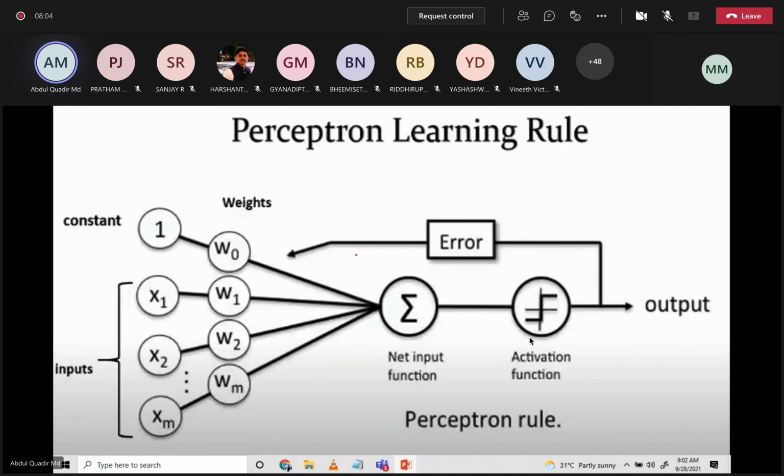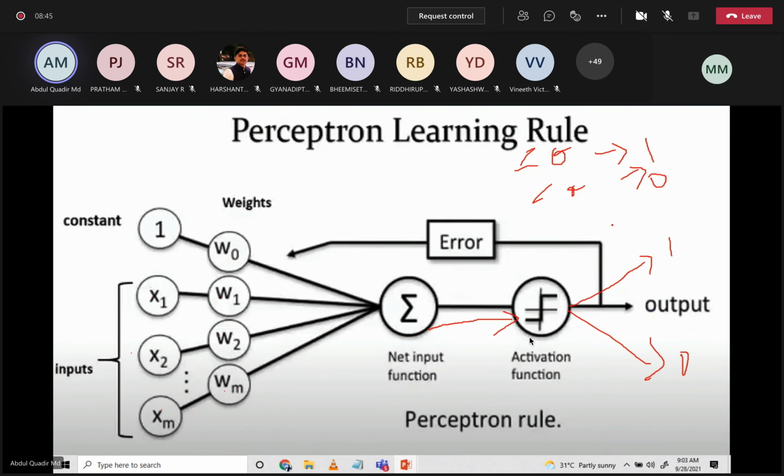So what is happening here? Given x1 into w1, x2 into w2, xm into wm, we are aggregating it. After aggregating it, the output is given to the activation function. The activation function will give us either 1 or 0. If it is greater than or equal to some threshold, it will fire 1. If it is less than the threshold, it will fire 0.